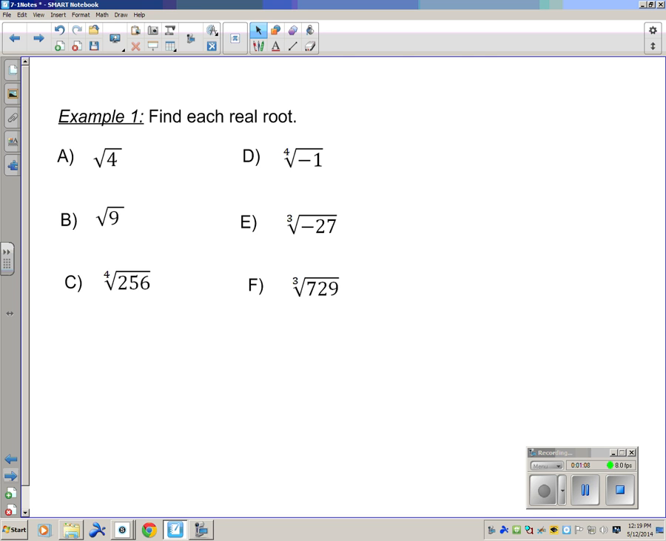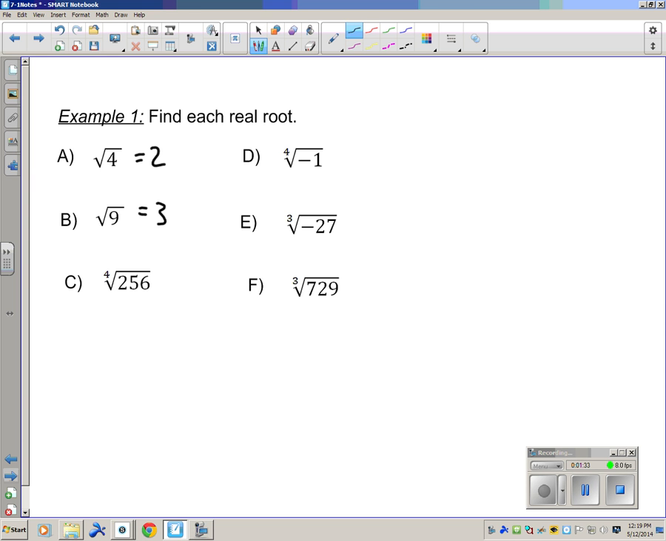Now coming over here, we're going to have a bunch of random ones, and we have to find the square roots, the fourth roots, and the third roots. Underneath square roots, you're thinking about two numbers. What times what gives you 4? The square root of 4 is just 2, we know that from the last page. Square root of 9 is 3, because 3 times 3 is 9. And 2 times 2 is 4.